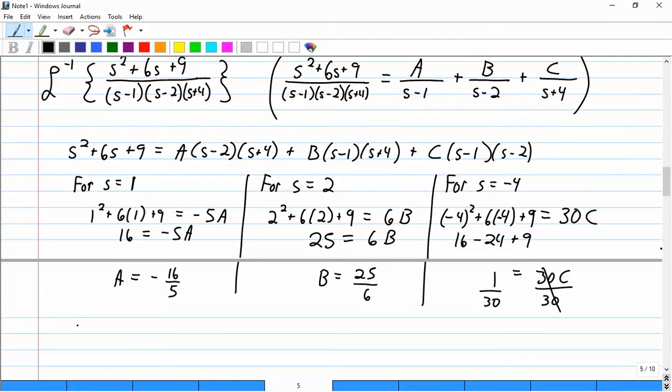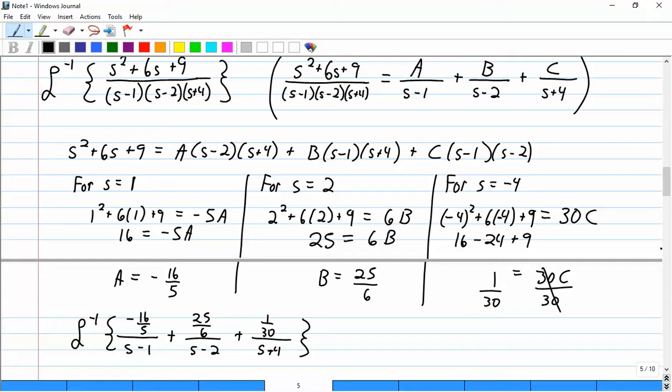Alright, so I did that so that I can make my inverse Laplace transform -16 over 5 over s minus 1 plus 25 over 6 over s minus 2 plus 1 over 30 over s plus 4. Then I take the inverse Laplace transform of each of those separately and factor out the constant for each of those. Take the constant and move it to the front.